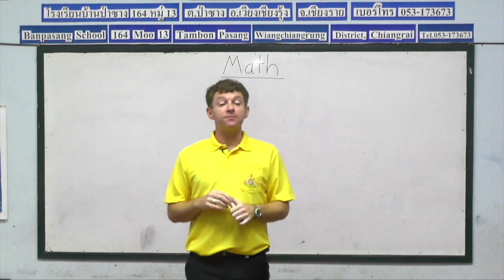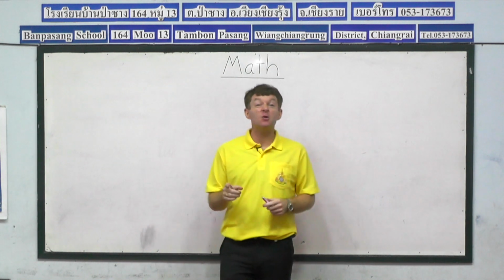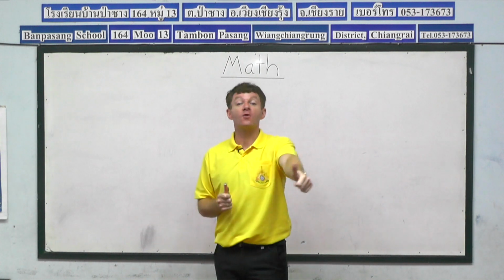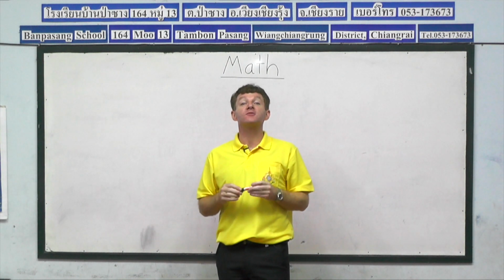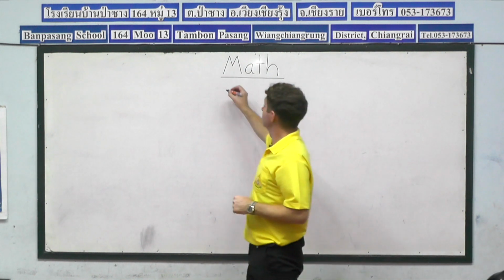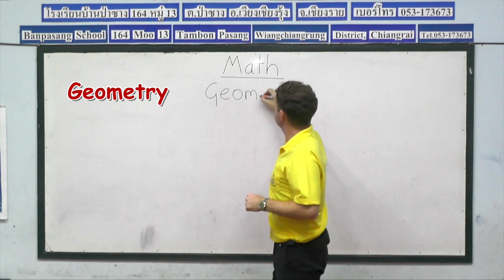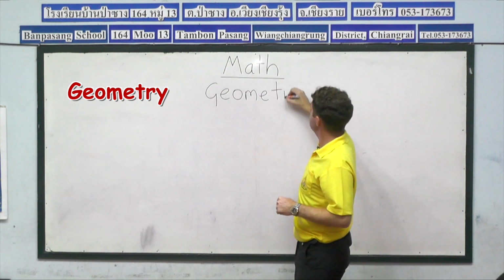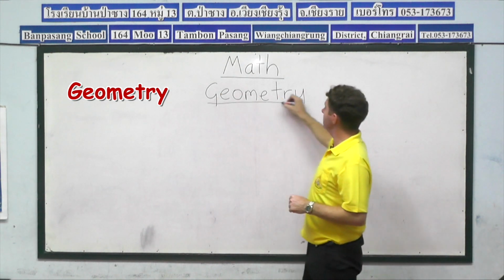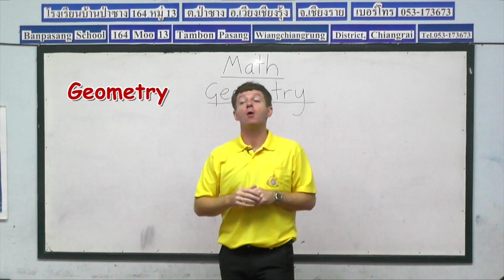So who can tell me what part of mathematics we've been learning about recently? Beginning with G, a type of geometry. Excellent. All together, guys. Geometry. Very good. And how do we spell geometry? G-E-O-M-E-T-R-Y. Geometry. And who can remember in the previous lesson we learnt about a specific type of geometry.